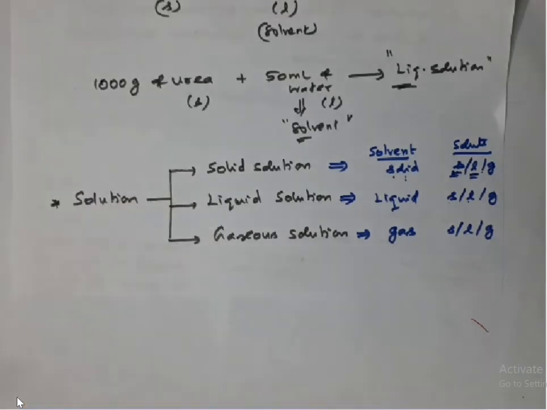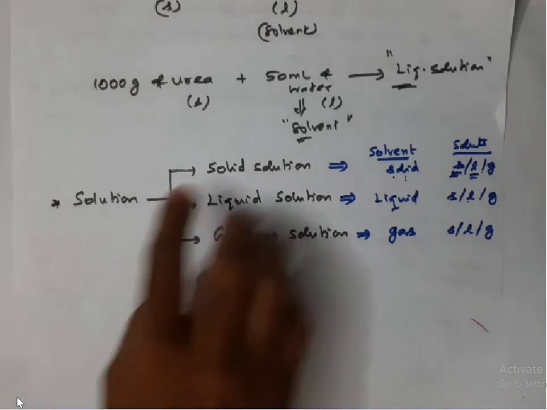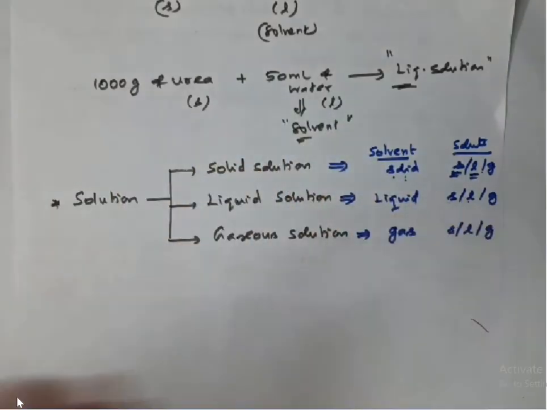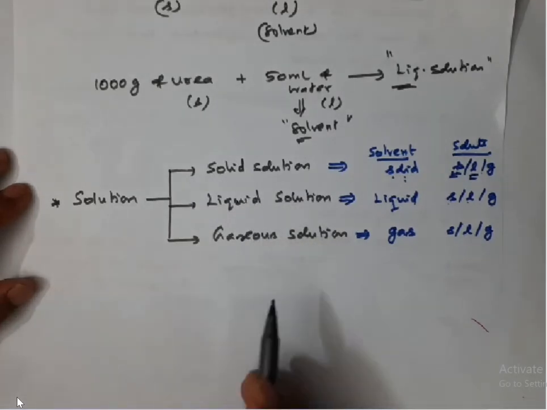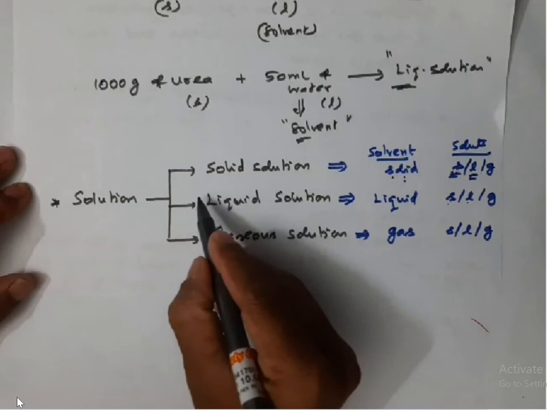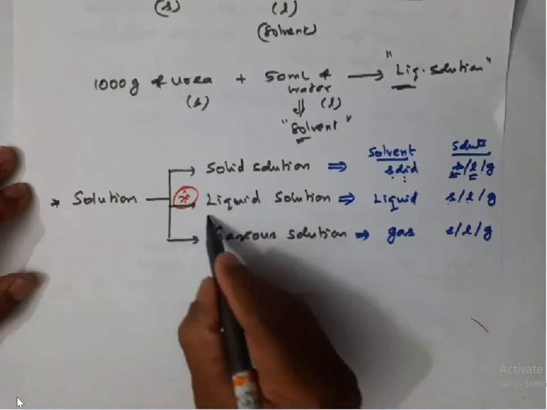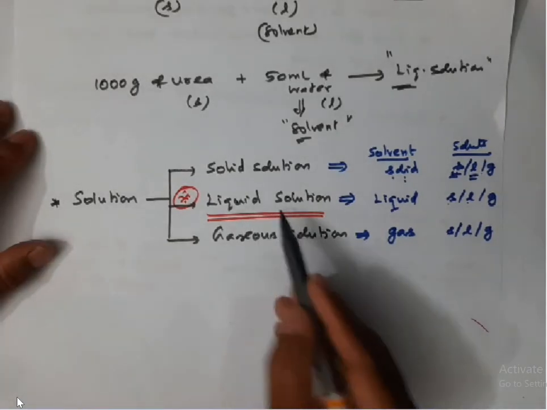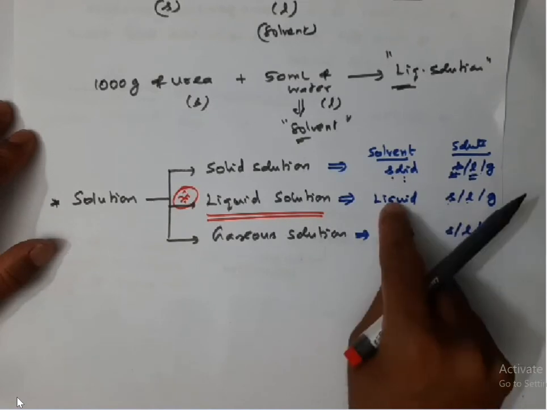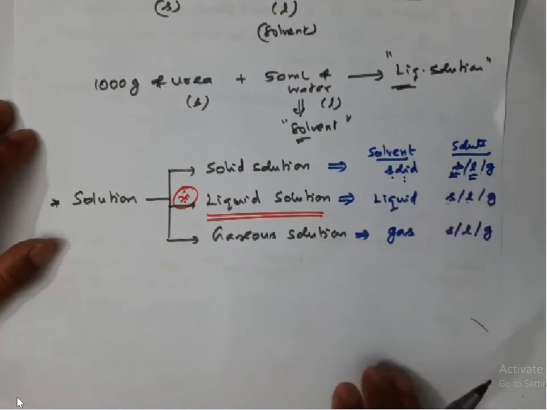Now, among these solutions, these are all binary solutions. We are going to discuss only binary solutions. Among binary solutions, we have solid solution, liquid solution, gaseous solutions. We are going to focus only on liquid solutions here. We are not going to discuss solid solutions or gaseous solutions. In liquid solution, we have 3 varieties: solid in liquid, liquid in liquid, gas in liquid.